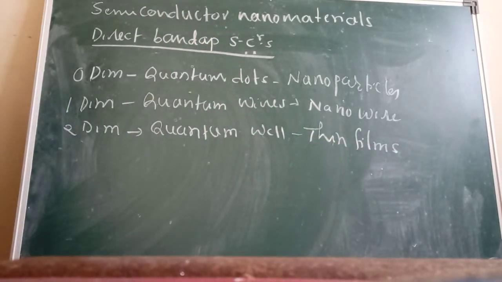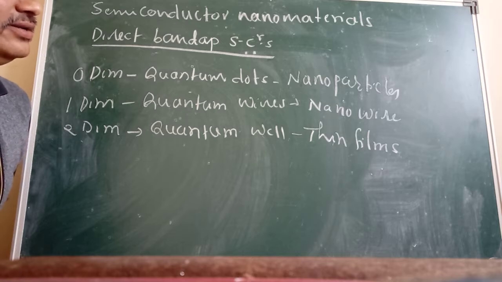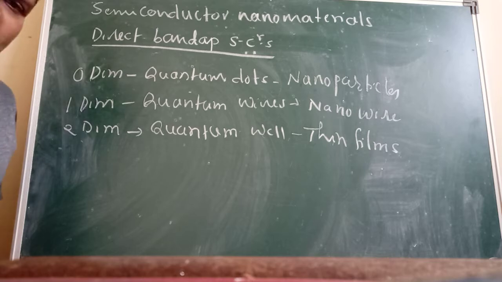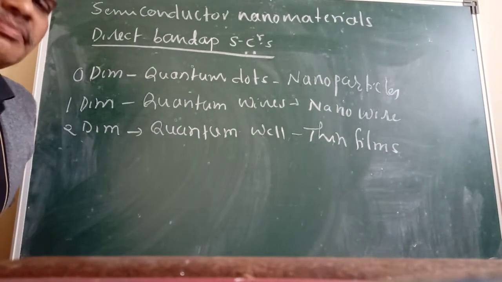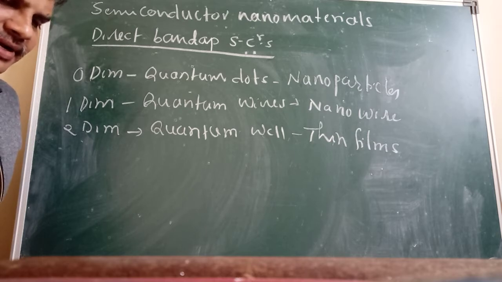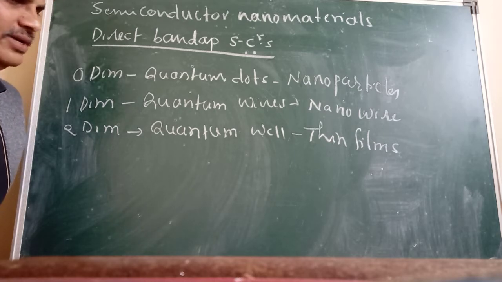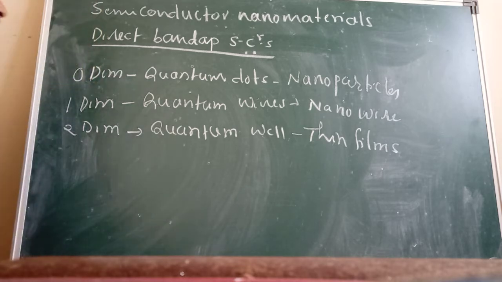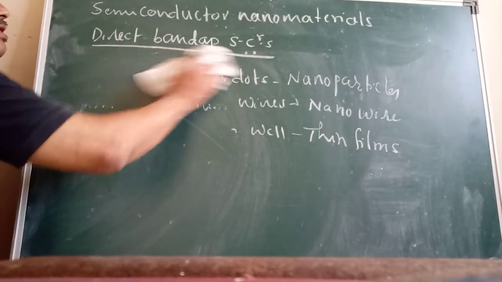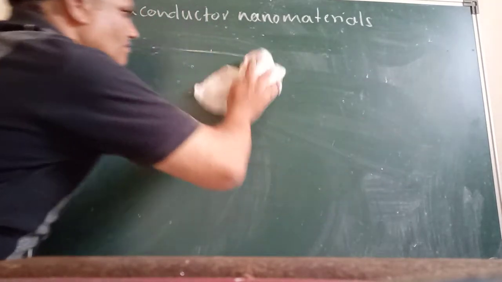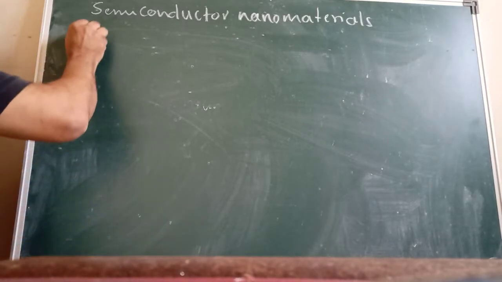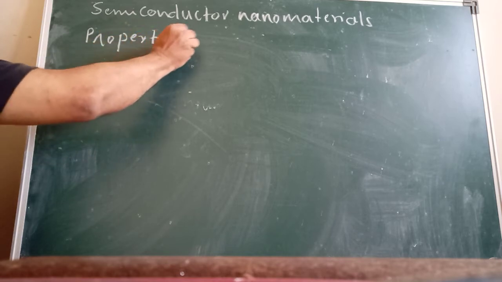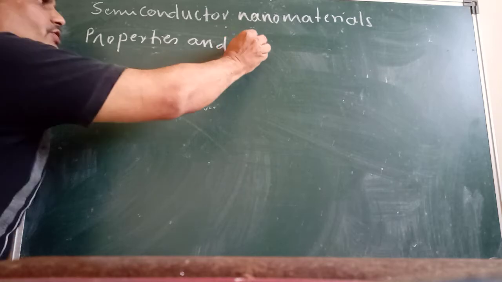Okay, so these are all in the form of nanoparticles, nanowires, and nanofilms. They give novel properties compared to the bulk semiconductor. Bulk semiconductors have a number of properties as well as applications. Let us take them one by one. So properties and applications.